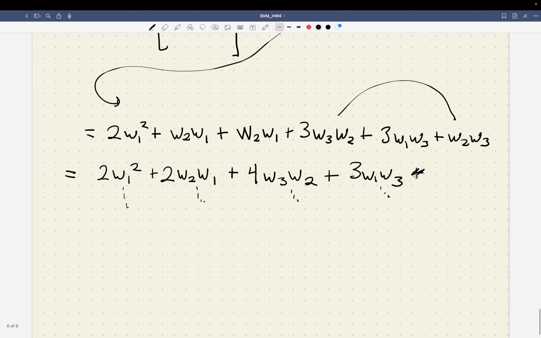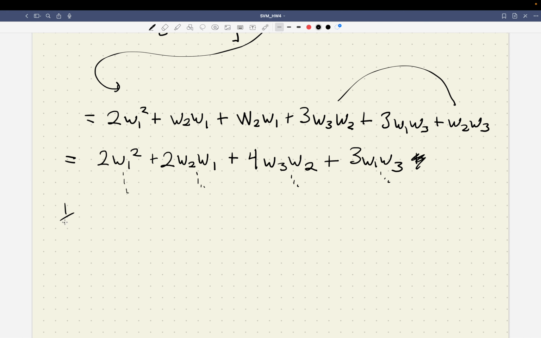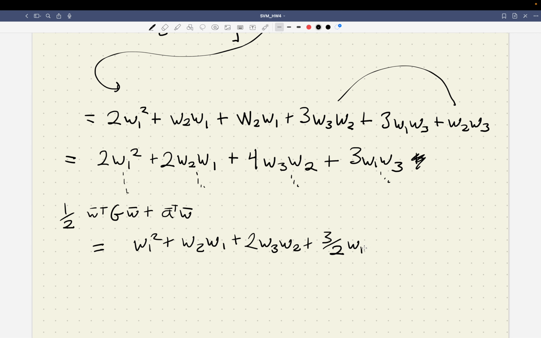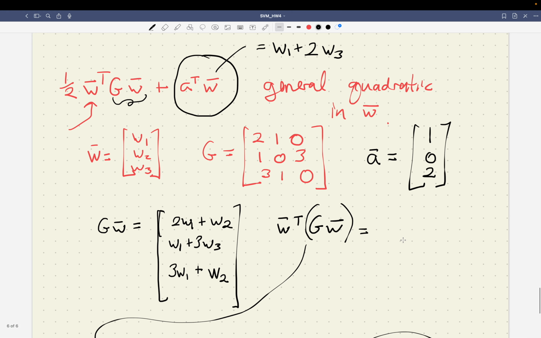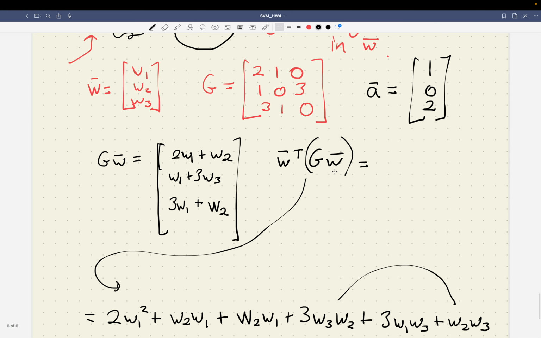So let me express things properly. So we have 1/2 times W transpose G W plus A transpose W. Okay, and what did that turn out to be? That turned out to be W1 squared plus W2 W1 plus 2 W3 W2 plus 3/2 W1 W3 plus, now it's time for this part, W1 plus 2 W3.